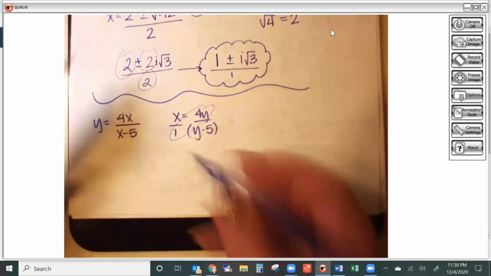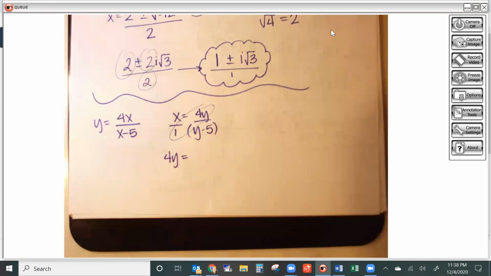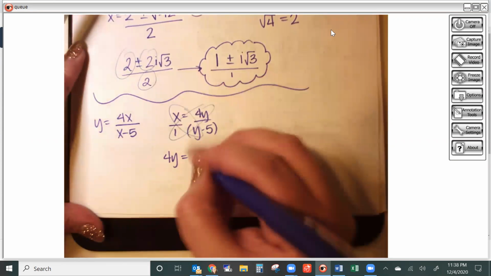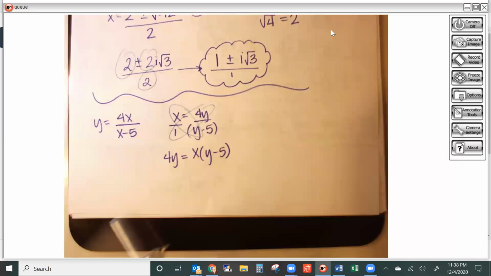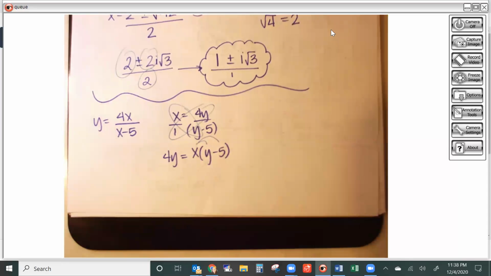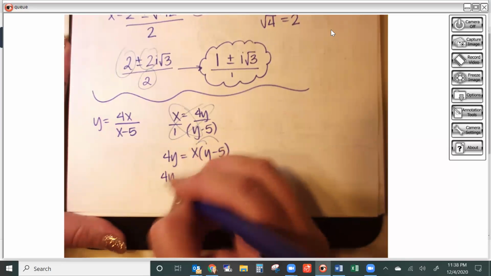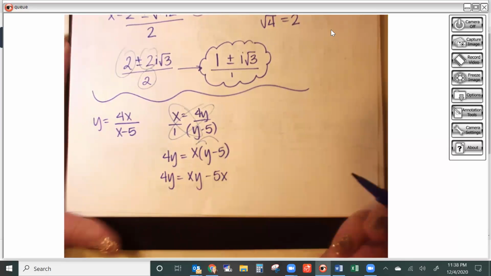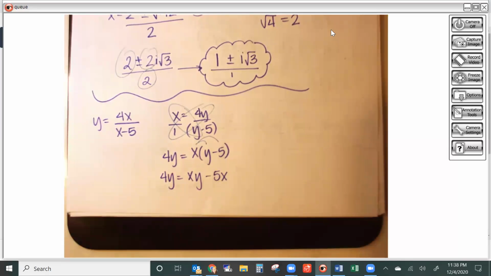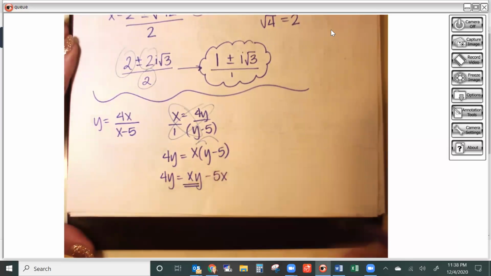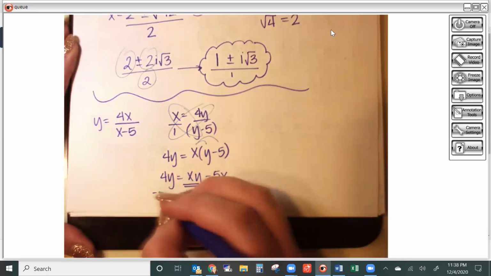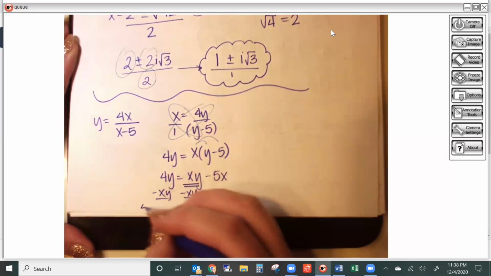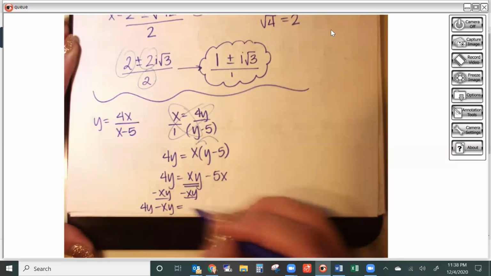So 4y times 1 is going to give me 4y. Other side, I'm going to have x times y minus 5. Distribute that x into the parentheses. So I'm going to have 4y equals x times y is xy, x times 5 is minus 5x. Then I notice that I have y's on both sides, so I'm going to subtract these y's across to the left. I'm going to minus an xy off both sides. So I have 4y minus xy equals negative 5x.